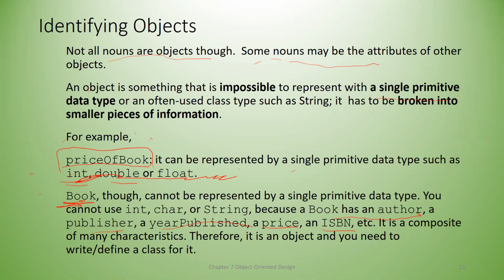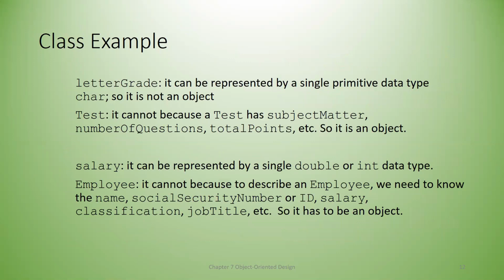Okay, so now let's look at another example. Think about letter grade. A letter grade is simply A or B or C. That's it, right? There is no other information that needs to be represented. So a letter grade can be represented with a char, data type char, and that's it.